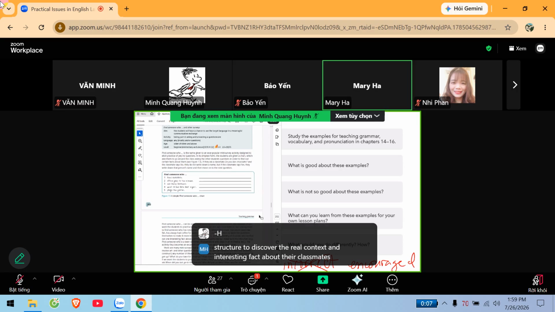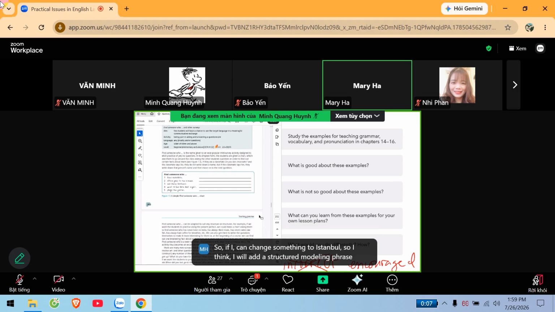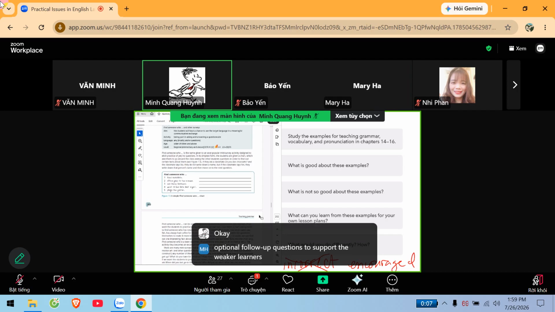So if I can change something to that example, I think I will add a structure modeling phase before letting students move around, and at the same time I will provide a prompt sheet with a few optional follow-up questions to support the weaker learners. Okay. So how can I do it?